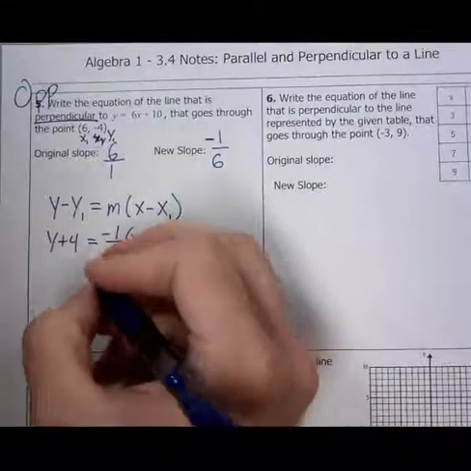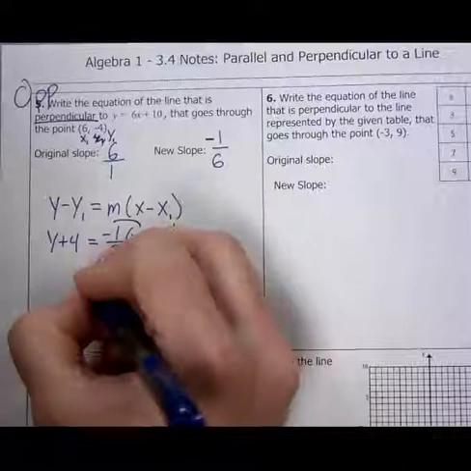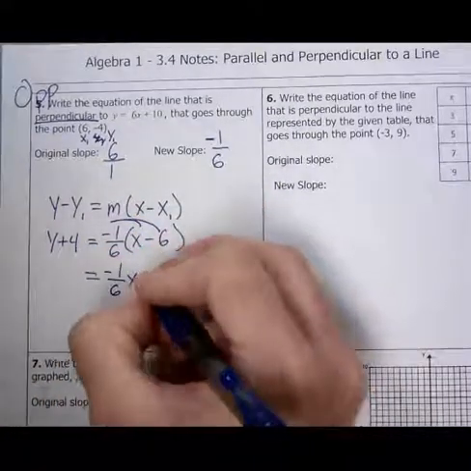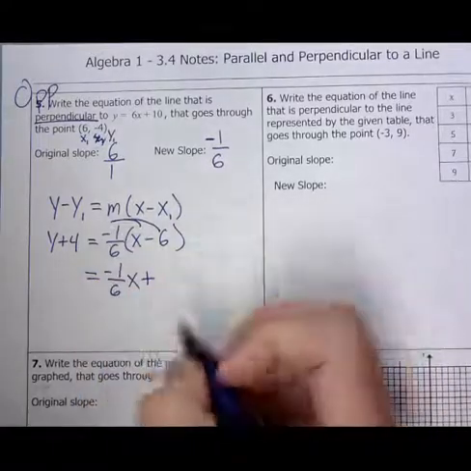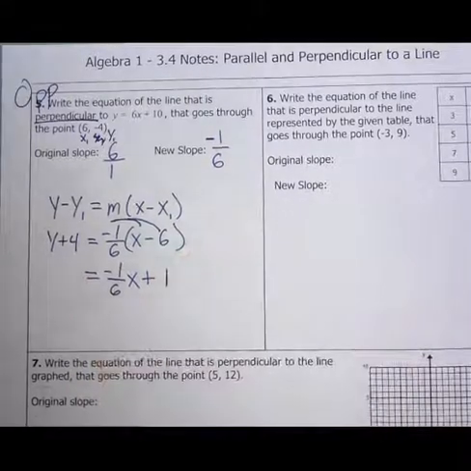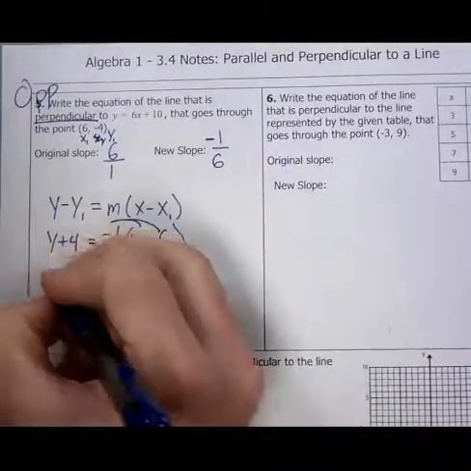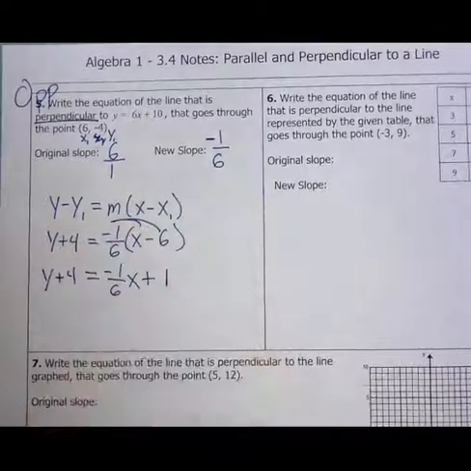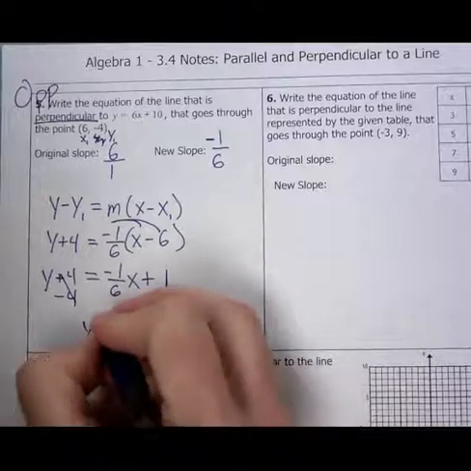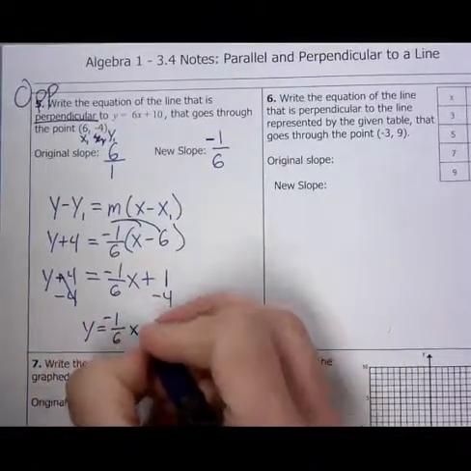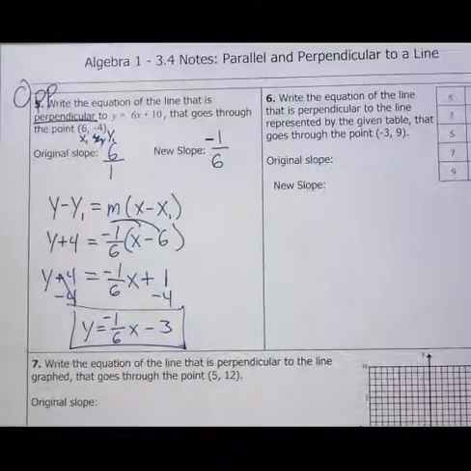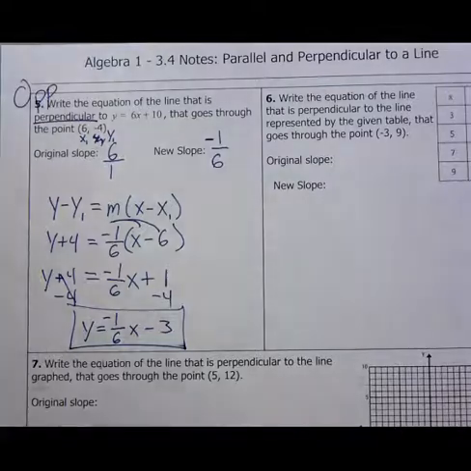Alright, I'm going to distribute everything here. So negative 1/6 times x is negative 1/6 x. A negative and a negative make a positive. 1 times 6 is 6. 6 divided by 6 is 1. And our last step is to subtract over the 4. That gives me y equals negative 1/6 x minus 3. And again, you can graph those to check and see if it is correct.